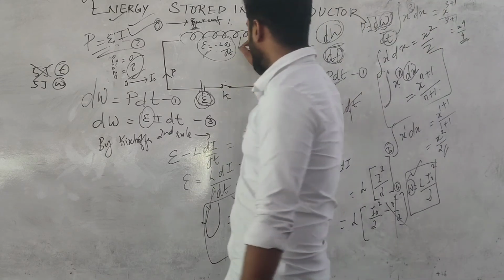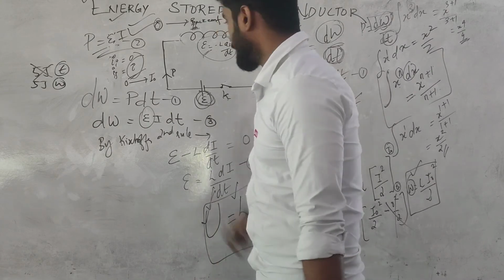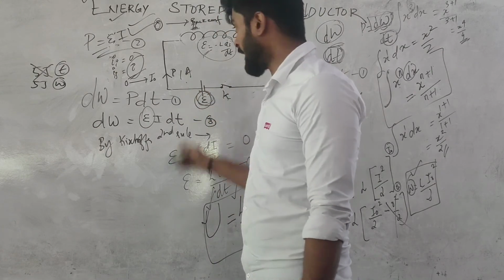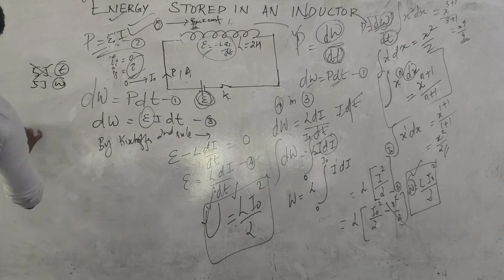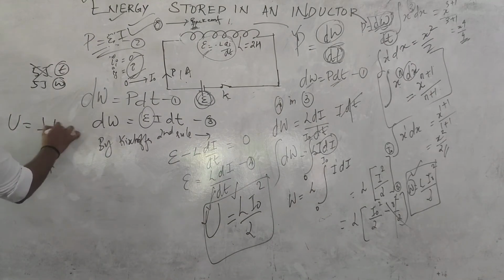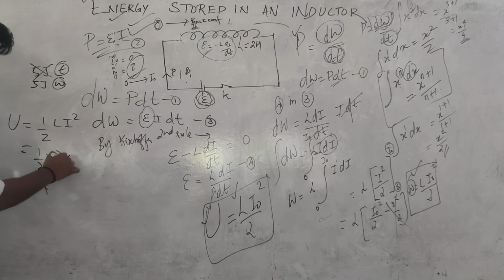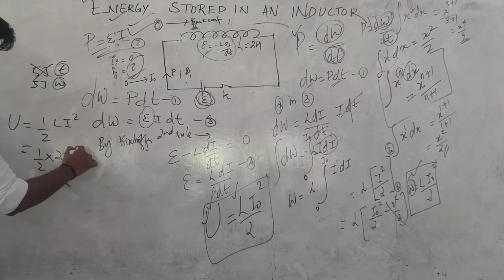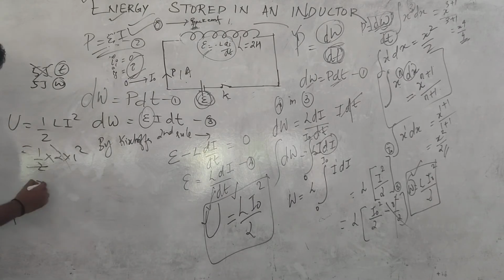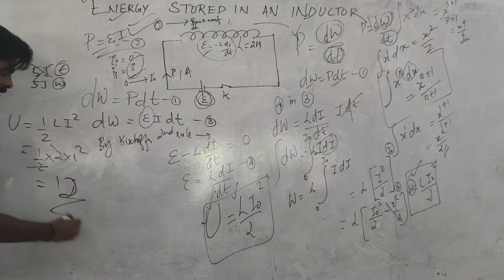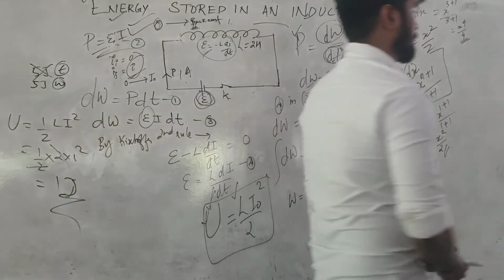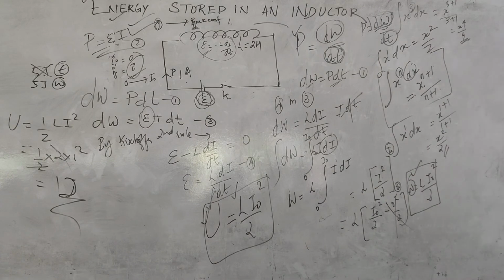Imagine the self-inductance of this coil was 2 Henry and the current passing through this was 1 ampere. What would be the energy stored in the inductor? Can you tell me? It will be 1 by 2 L I square, right? So it becomes half into, what is L? L is 2 Henry. So 2 into, what was I? 1 square. So you will get 1 joule. You get the answer? 1 joule. So the energy stored in the inductor becomes 1 joule. This is how you find the energy stored in an inductor.